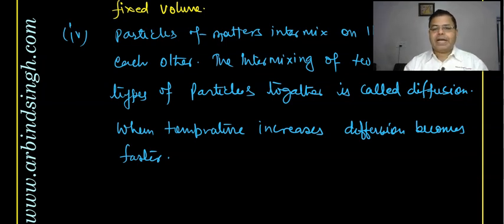So this will take some time for the sugar crystals or sugar cubes to completely dissolve in water, but you can do one thing. You can heat the pot in which you have put water and sugar. If you start heating them, this will become faster, and it will take a shorter time for the sugar crystals to completely dissolve in water. So on the basis of that experiment, you can observe that whenever temperature increases, diffusion becomes faster.